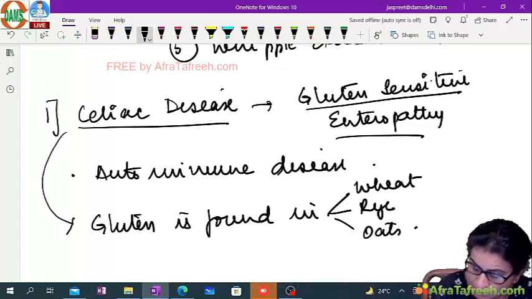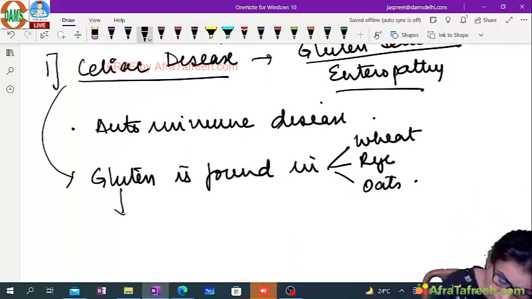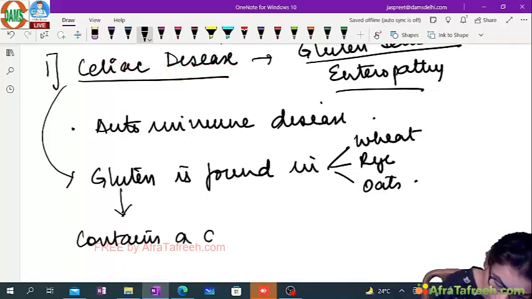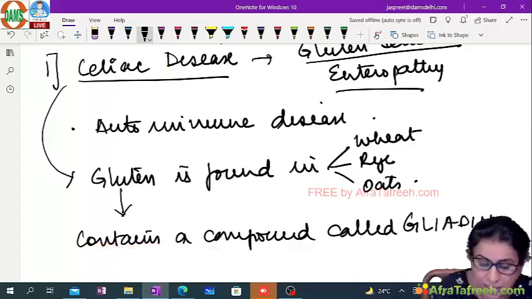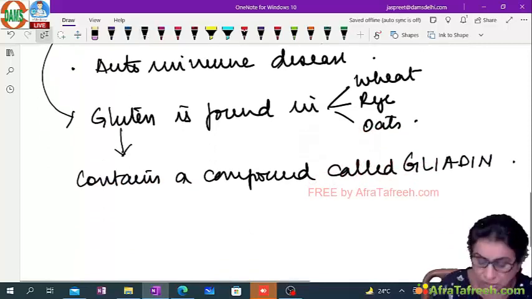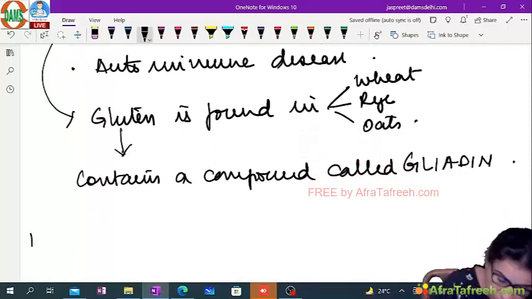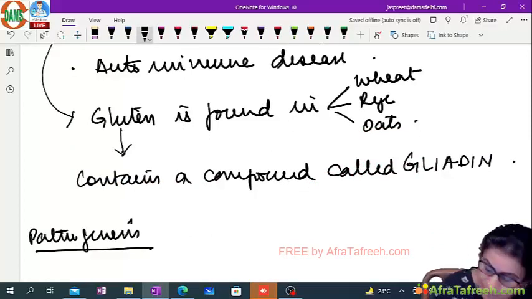This gluten contains a compound called gliadin. So gluten contains a compound called gliadin. Now what happens? What is the pathogenesis? Few lines on pathogenesis of gluten sensitive enteropathy.